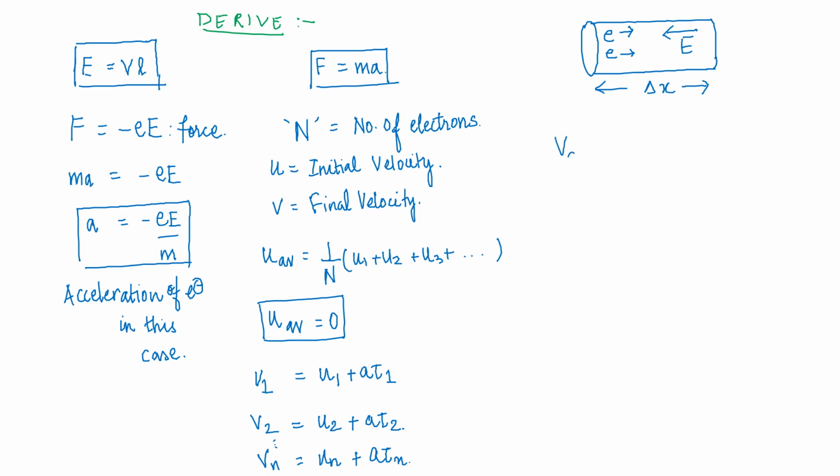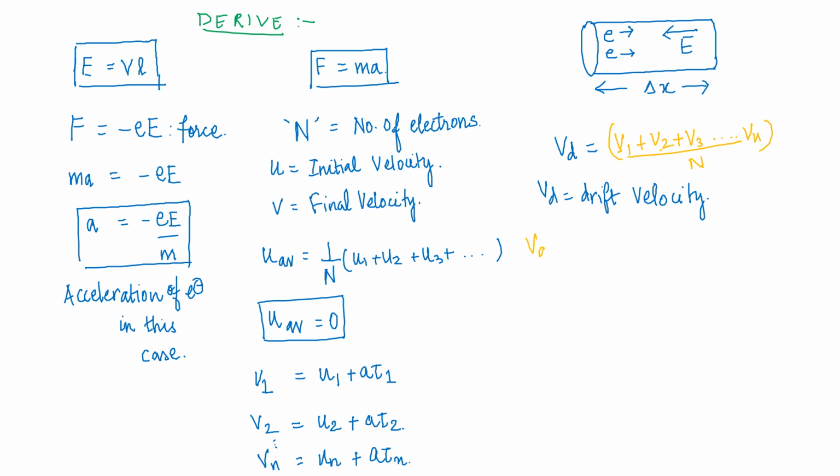For that we have Vd, that is our drift velocity. Vd equals to V1 plus V2 plus V3, it goes up to Vn, and the whole divided by capital N, number of our electrons. Now we will substitute the value of V1, V2, V3.